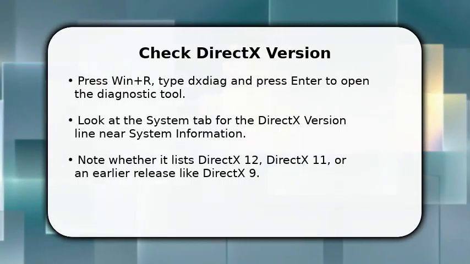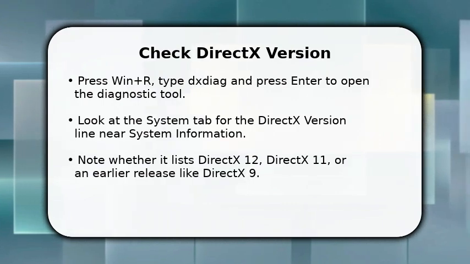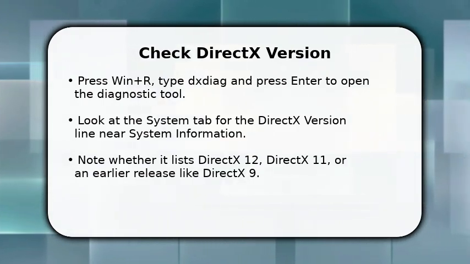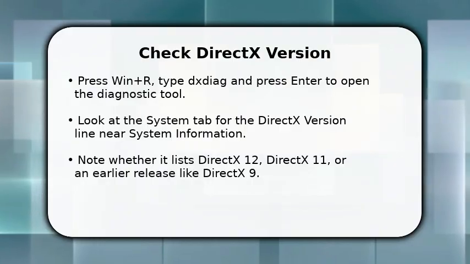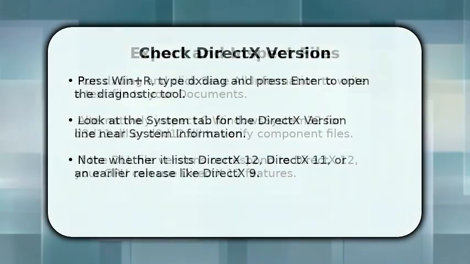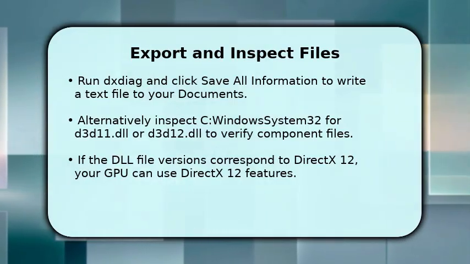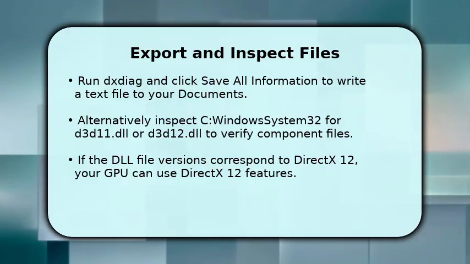If the tool fails to open, you will need administrator rights or to update Windows first. Record the exact version number for troubleshooting and driver update checks. Run dxdiag and click Save All Information to write a text file to your documents. Open the saved file and search for DirectX version to confirm the installed release.